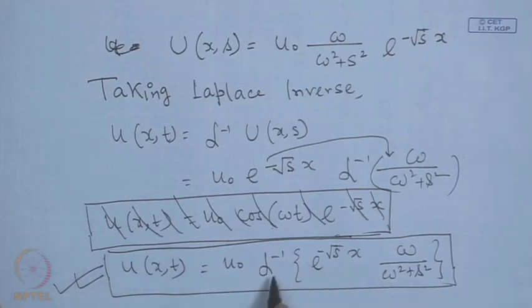I am just leaving this for the readers or the students to evaluate: the Laplace inverse transform of this function, e to the power minus root s x times omega divided by omega square plus s square.